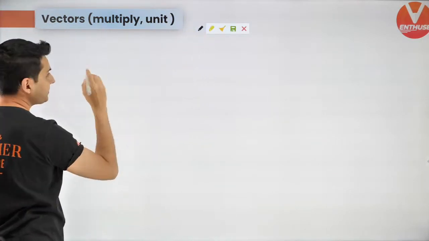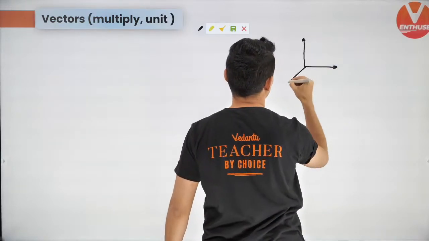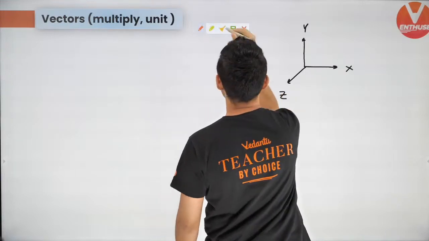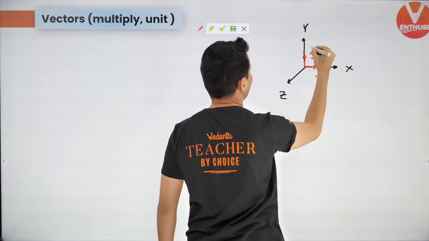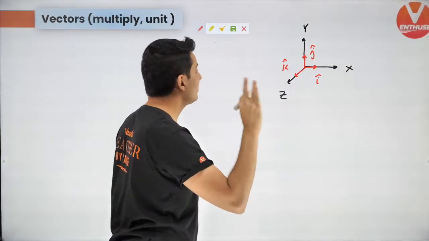So before that, remember, just like you have the unit vectors along the x, y and z direction. Unit vector in x is i hat, unit vector in y is j hat, and unit vector in z is k hat. Keep this in mind.